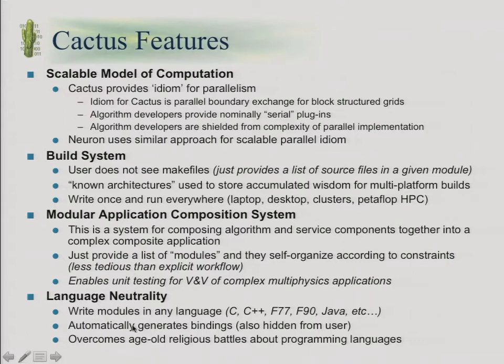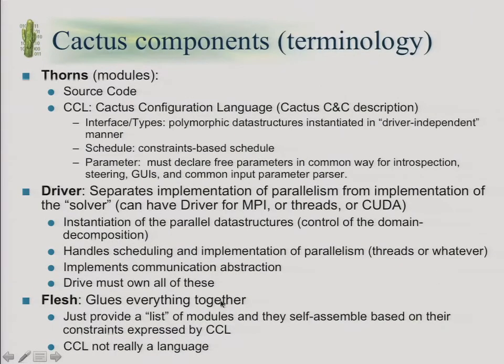And also, we could separately analyze the hydro from the general relativity components for multiphysics apps too. So we'd separately validate those things, and then we try to do cross-validation with the things plugged together. So let's see here, what else we got? We automatically generate bindings and get rid of religious battles.